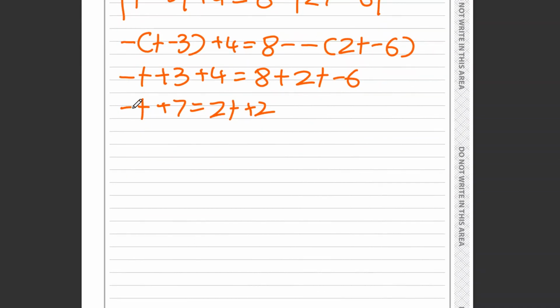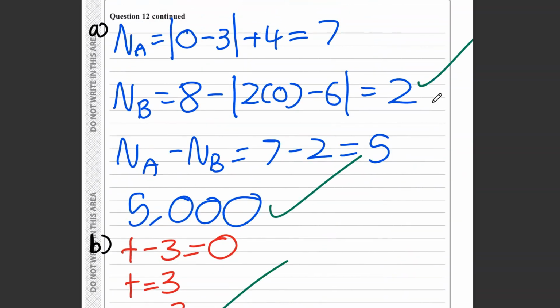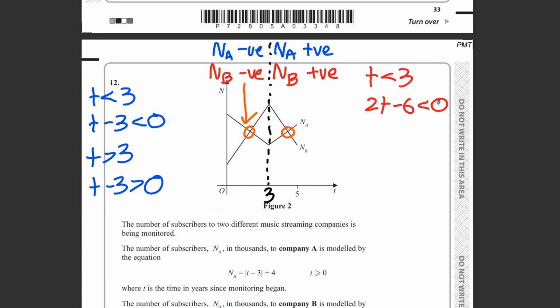If we bring this 2t onto this side, it's going to be minus 3t, and if we bring this 7 onto this side, it's going to be minus 5. So therefore t is going to be equal to minus 5 divided by minus 3, which is 5 over 3. So this point of intersection here, this is where t is equal to 5 over 3.